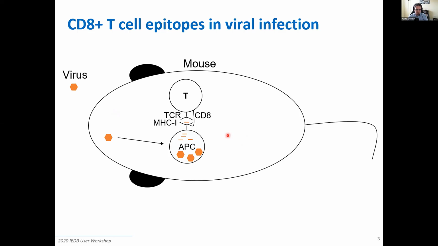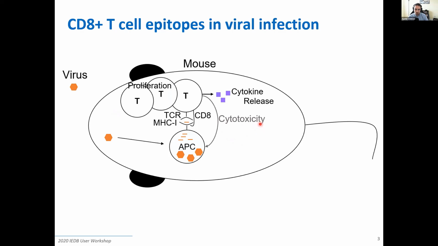And then T cells that express CD8 can recognize this peptide MHC complex, and it can trigger an immune response. So the T cell can either kill the infected cell, release cytokines to recruit other immune cells to the site of infection, and proliferate and generate a T cell memory response.